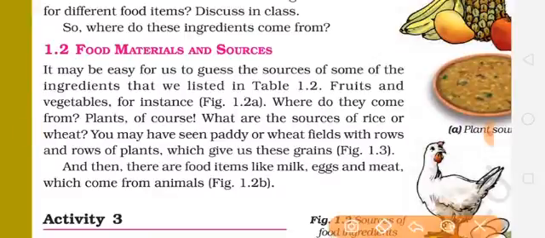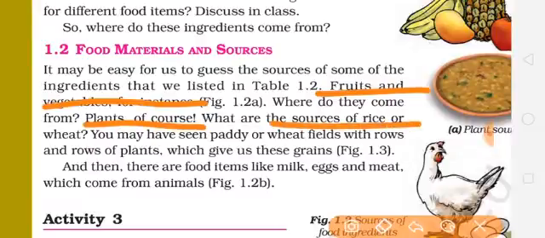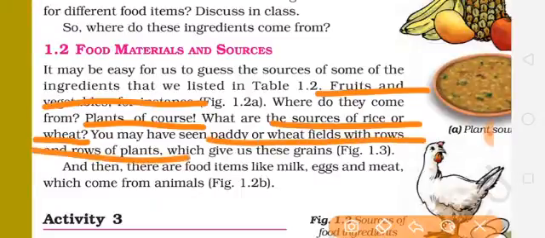And the next portion is 1.2, food materials and sources. Let me ask you one question. What is called a source? A place from which something can be obtained is called a source. Let me ask you one question. From where do you get fruits and vegetables? Of course, you know about fruits and vegetables, we get them from plants.